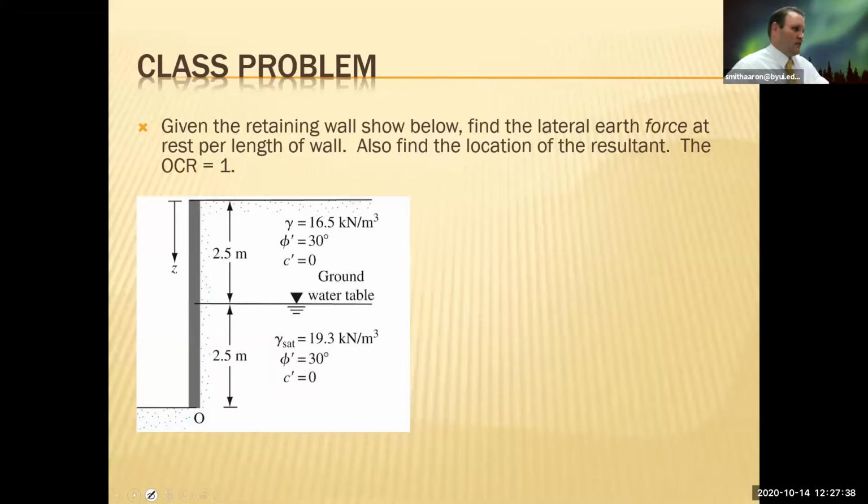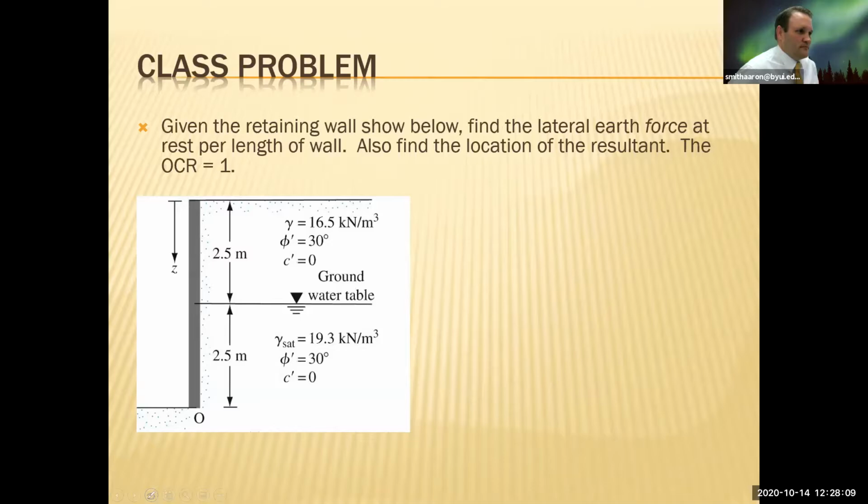So for the last 2 minutes, could you find the lateral earth force at rest per length of wall? And could you also find the location of that resultant? Because the soil is probably going to be in different triangle shapes, how would you go about doing this one? What's kind of the strategy? We won't do it here, but does someone want to just blurt out the strategy to figure out what your lateral earth force or pressure is?